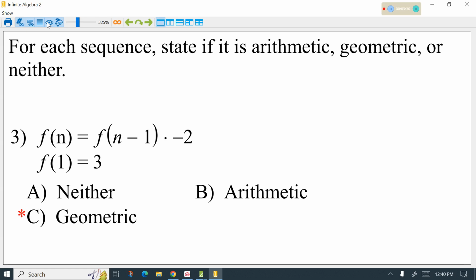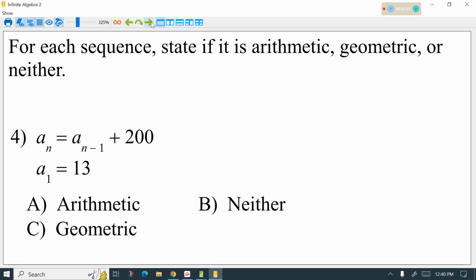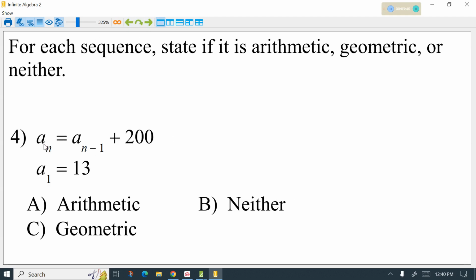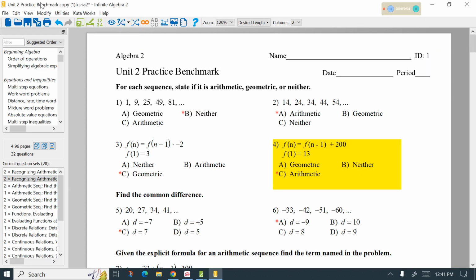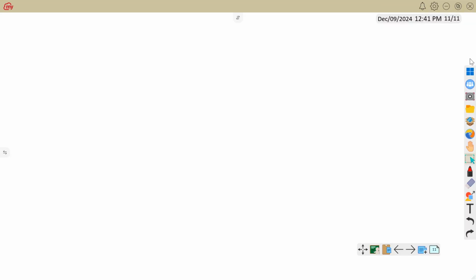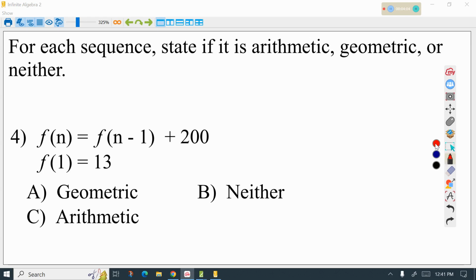You got me? Now, we'll take a look at number 4 and notice that I didn't change this format to look like this, where I have f of n. So we want to understand that this a sub n is the same thing as f of n, a sub 1 is the same thing as f of 1, and a sub n minus 1 is just f of n minus 1. So when I change this, it's just going to look like that. All I did was change this little notation. You'll see that other notation occasionally, so I threw it at you every now and then so that we could see that there's a connection between the two.